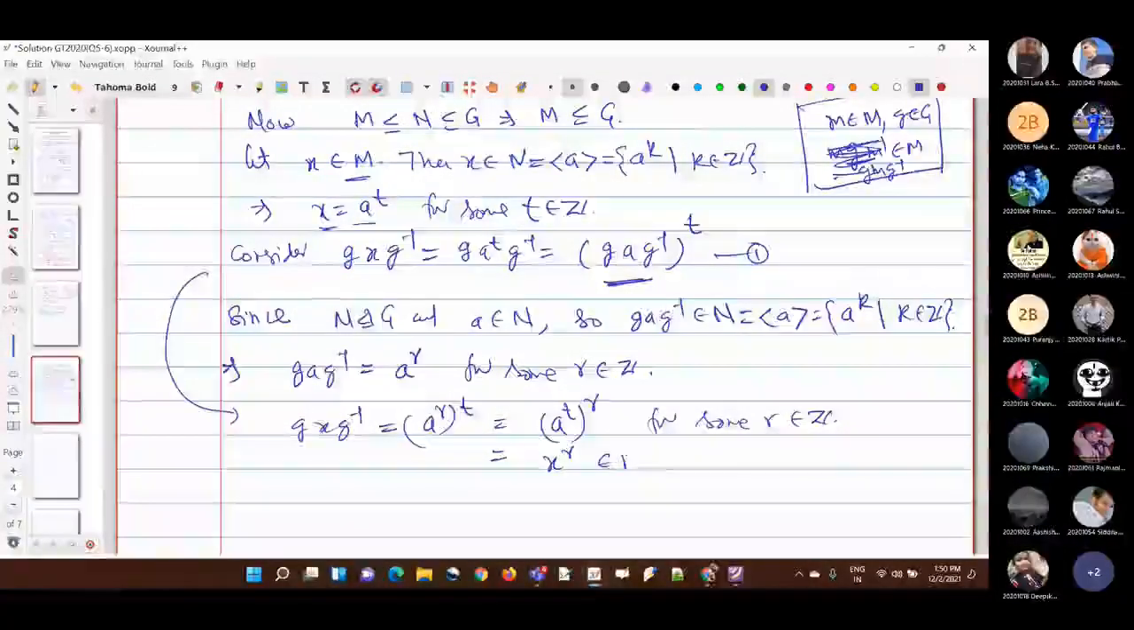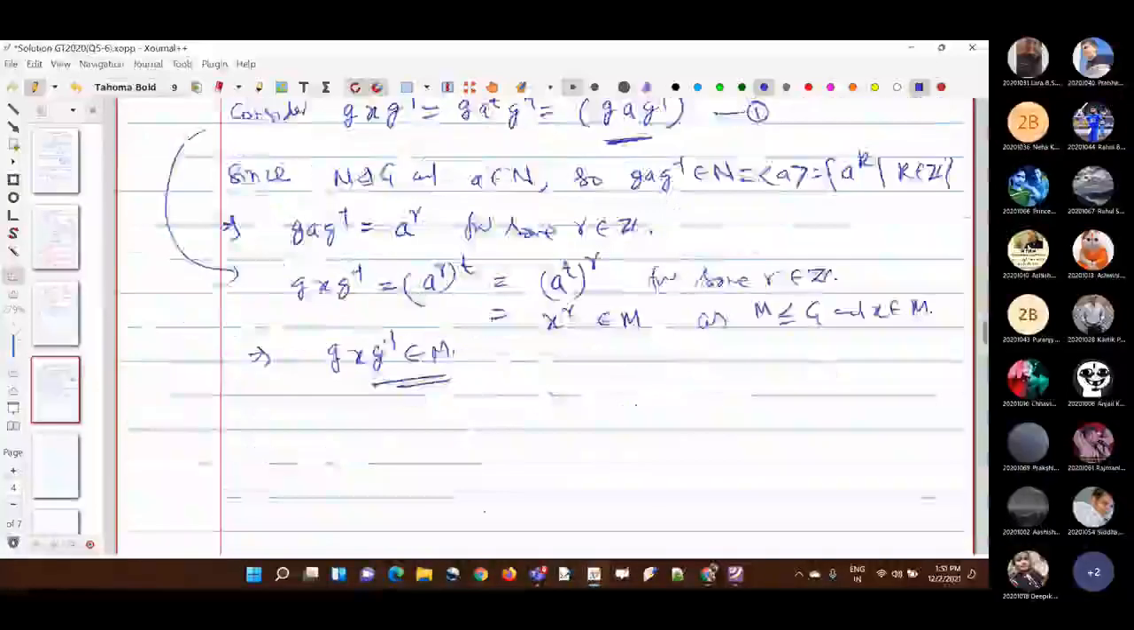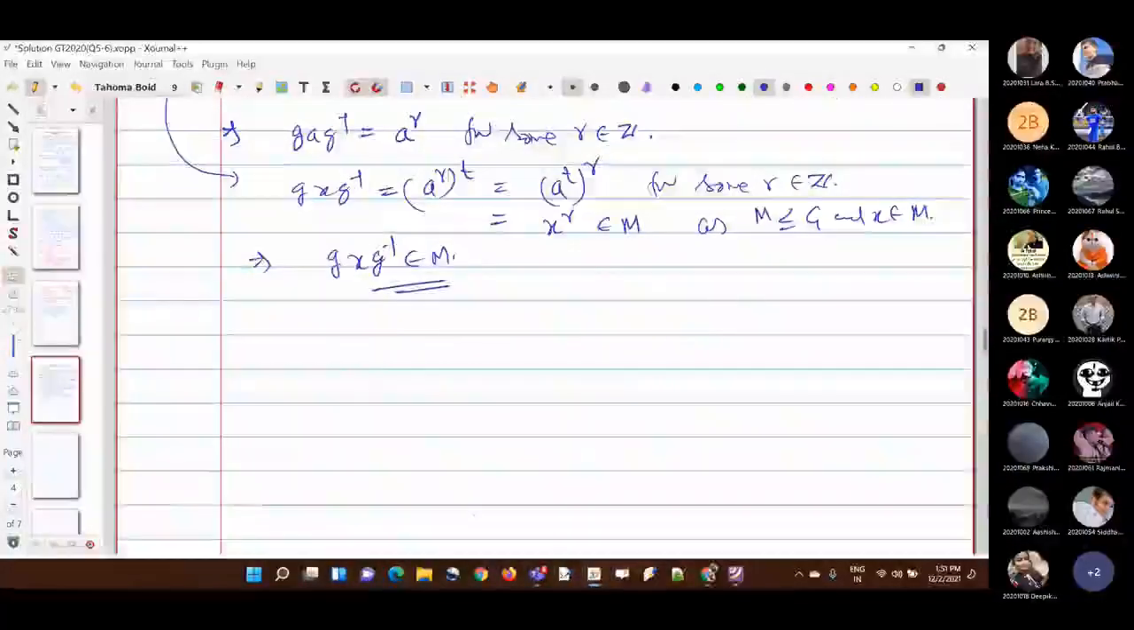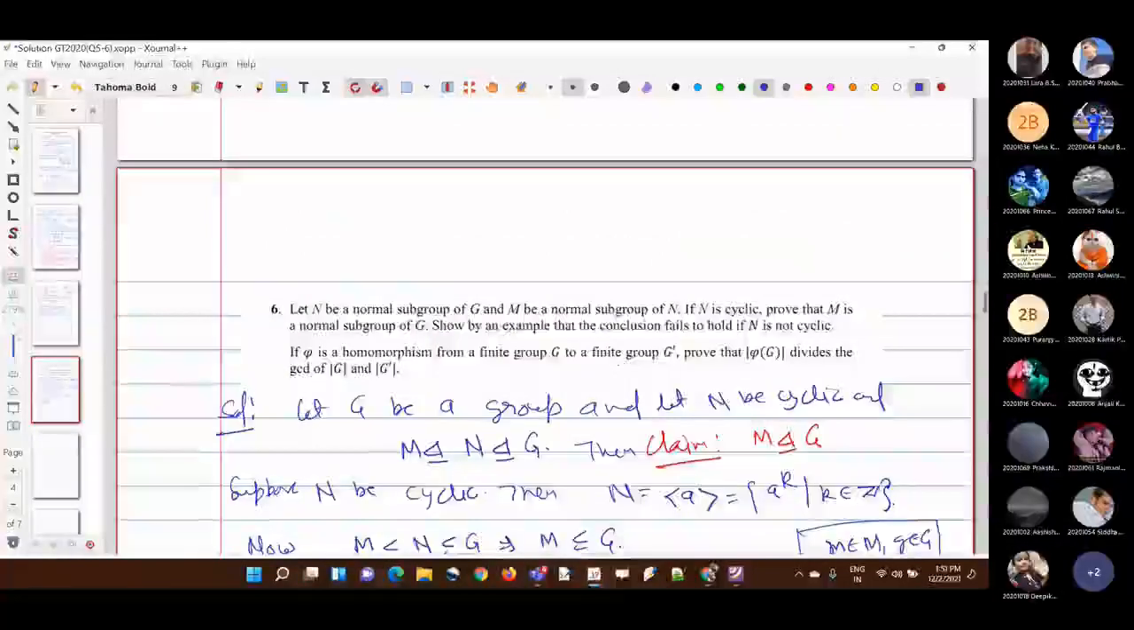So this would be a member of capital M, as M is a subgroup of G, and x belongs to capital M. So this implies that g x g inverse belongs to capital M. And therefore M is a normal subgroup of G. So this completes the proof. Rest, let us see what else is there.